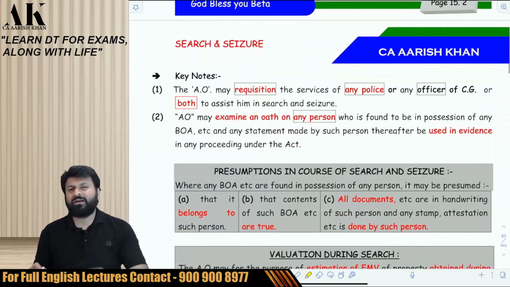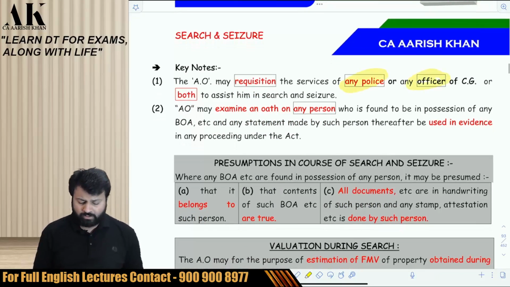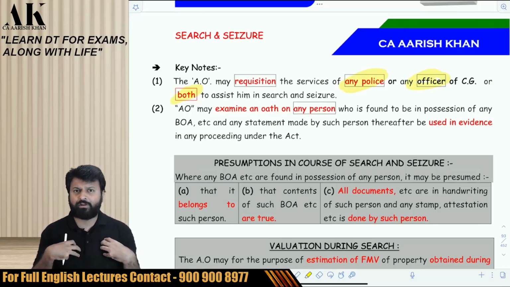Anyways, can the department take the help of police? Yes, they can take the help of police. They can take the help of officer of central government. Okay, they can take the help of both also. They can do so while doing search and seizure. It can be fatal for their health also, so they don't want to take a risk. They can take support of these people.